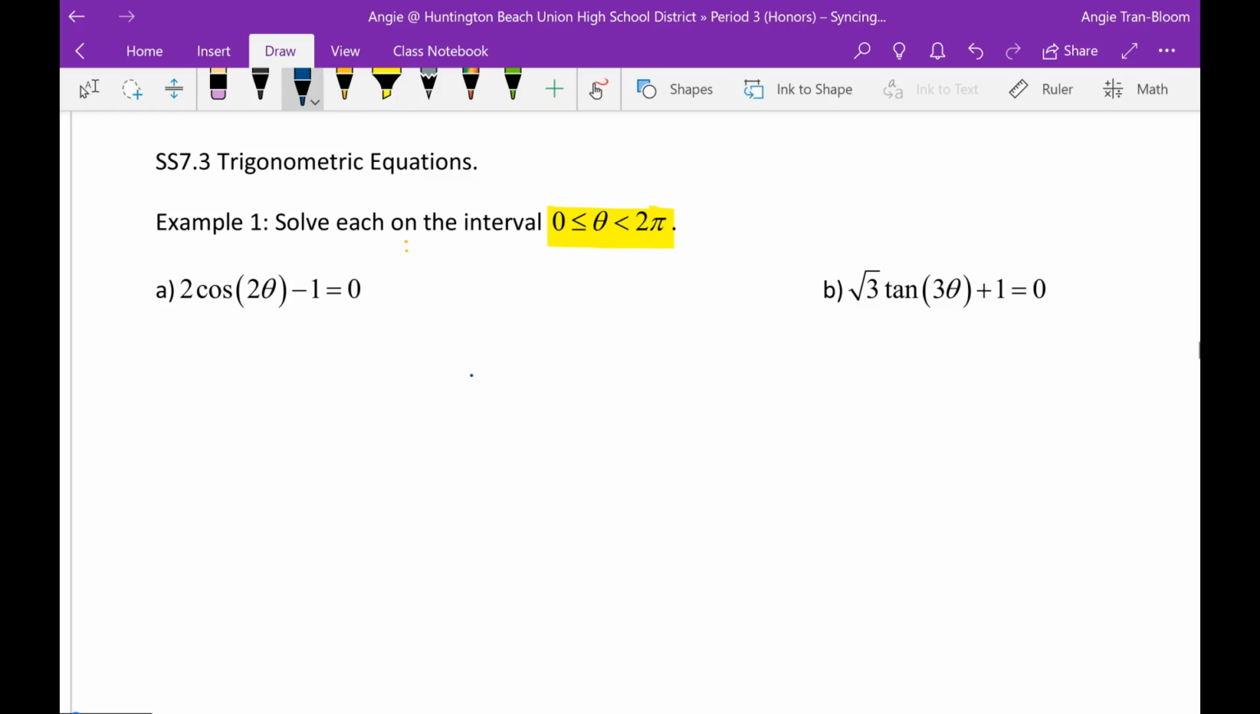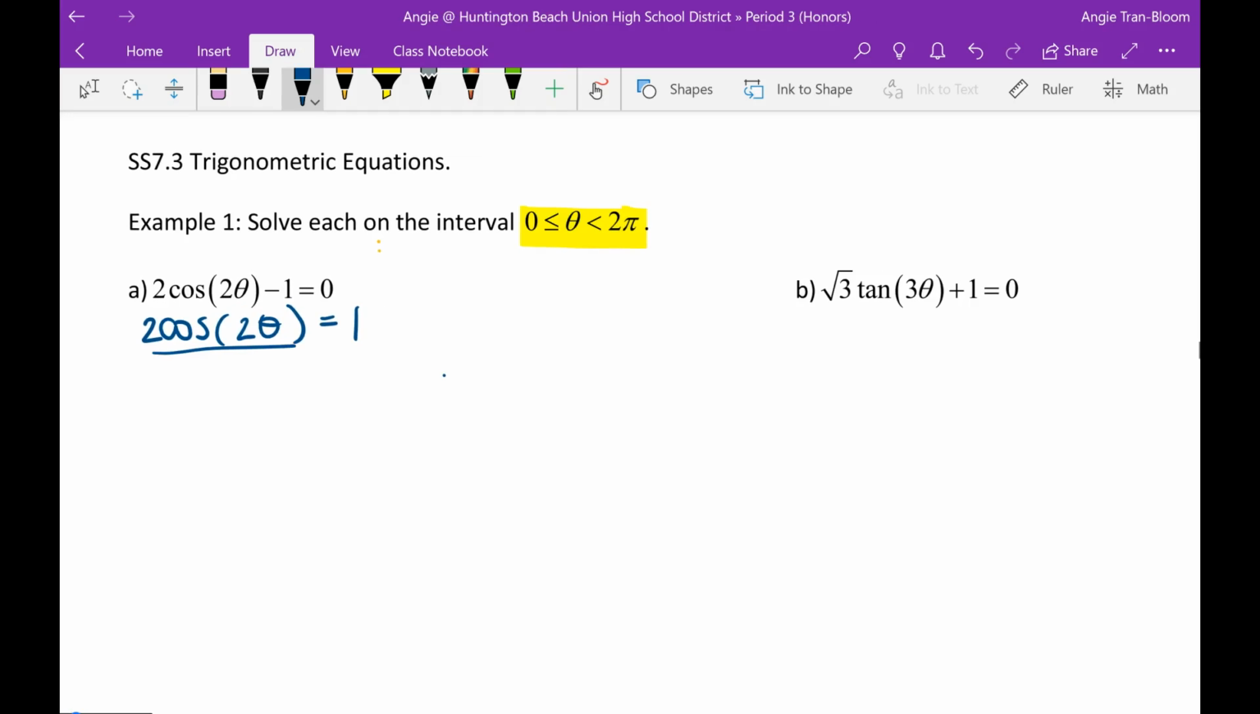All right, let's solve. What do you want to do first? Add 1, okay. So 2 cosine. By the way, divide by 2 is fine too. Don't be scared of dividing first. Okay. Now divide by 2. So cosine of 2 theta is positive half.